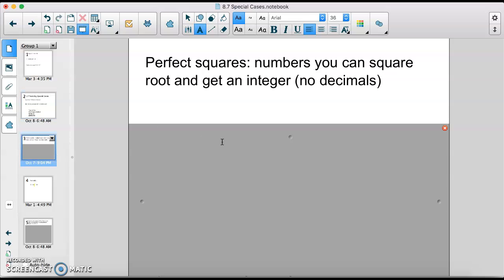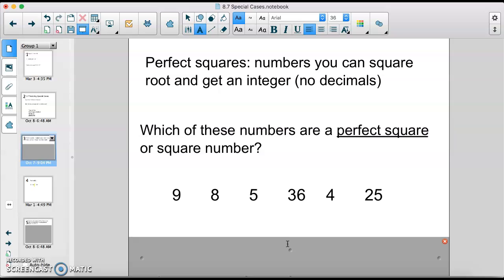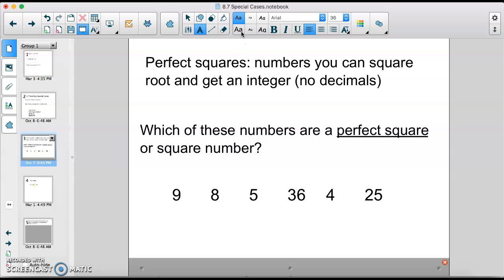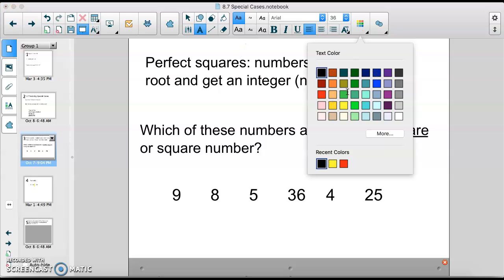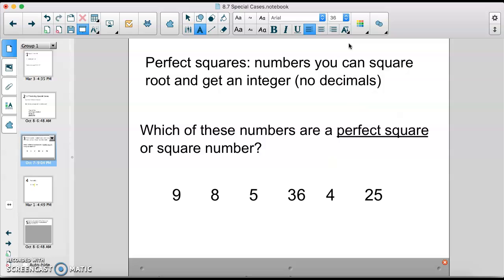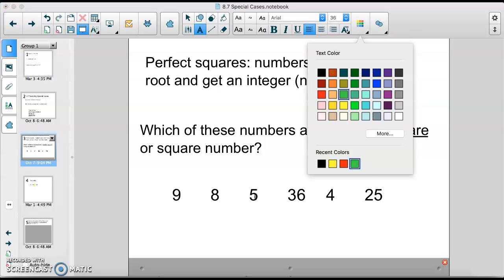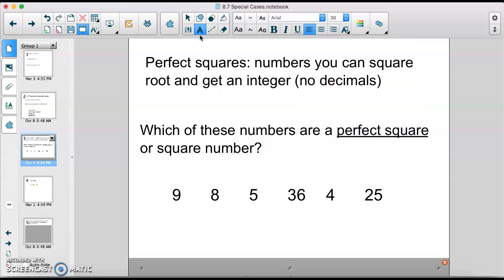So in order to get into what we're learning, I'm going to use the phrase perfect squares. Perfect squares are numbers you can square root and get an integer, meaning no decimals. So if I'm looking at this list, is the number 9 a perfect square? I would say yes, it is.